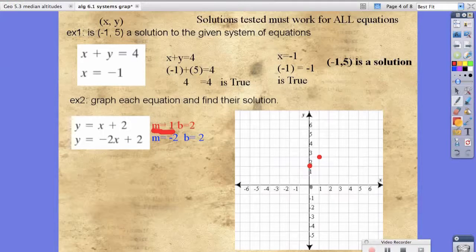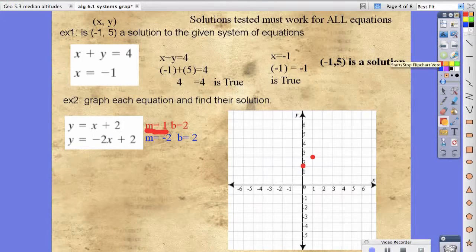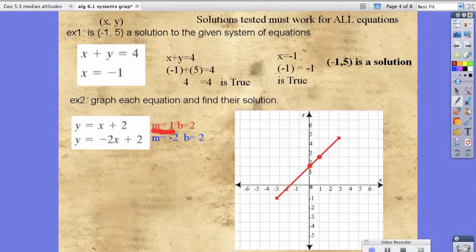Okay, next thing we're going to do is we're going to graph our line. So when we graph our line, it should look like so. Now we're going to do blue.